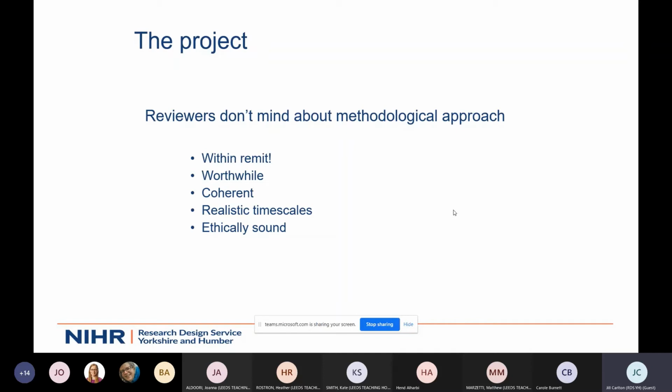So reviewers don't mind how you're going to answer that research question, as long as that research question and your work is within remit for the funder, so within remit for the NIHR, that your project is worthwhile, that it is likely going to develop some benefit to the patients or public, that it's coherent, it's clearly described, it's realistic within the proposed timescales of your fellowship application, and also that it's ethically sound. So the RDS can help advise you around different components of that, but there's no way in which I can discuss every different proposed method within this short webinar today.